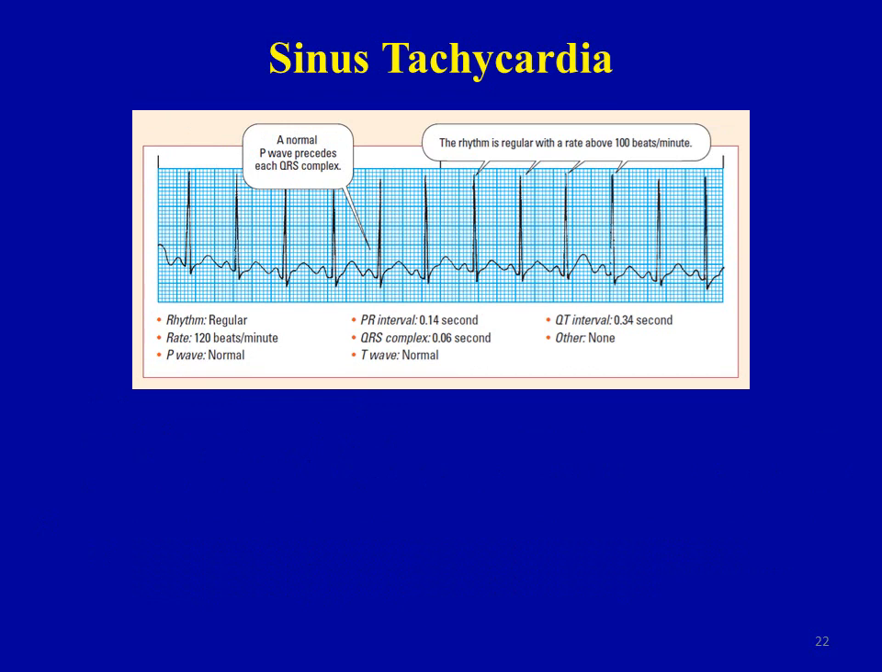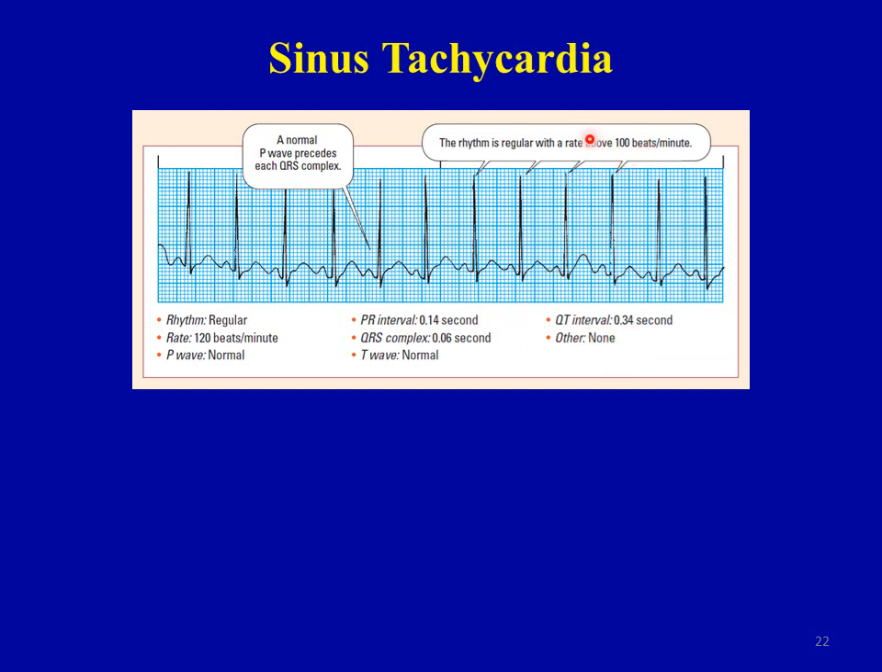In sinus tachycardia, the main issue here is heart rate above 100, between 100 and 120, and as you can see here, the rhythm is regular. The rate is 120 beats per minute. The P waves are normal and they precede the QRS complex. The PR interval is 0.16 seconds. The QRS complex is narrow and both values are within the normal. The T waves are normal and they follow the QRS complex. The QT interval is 0.34 seconds.